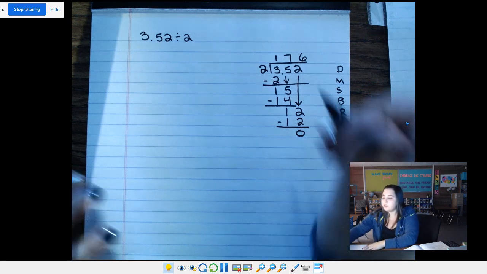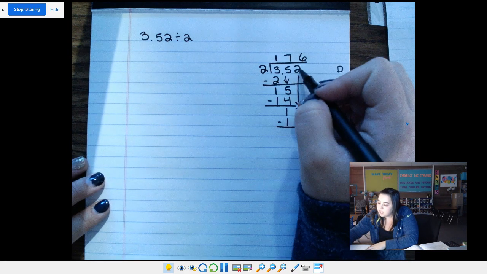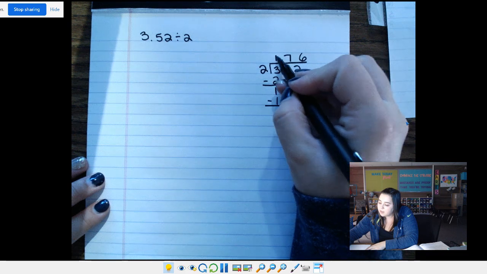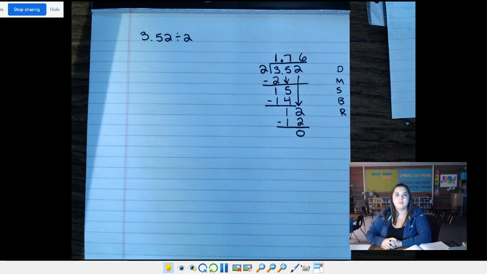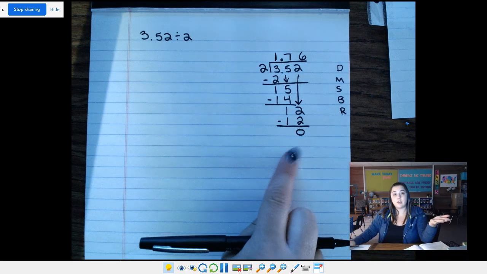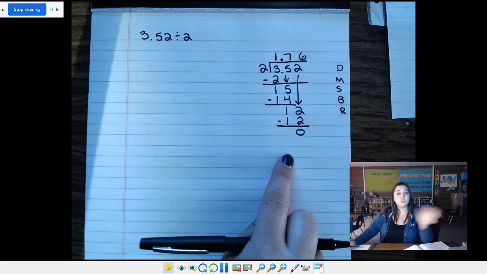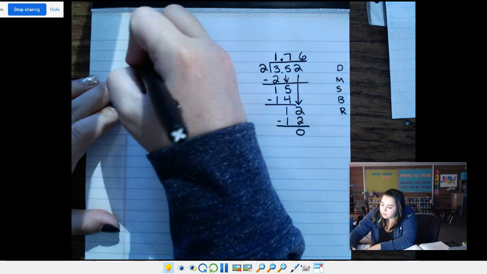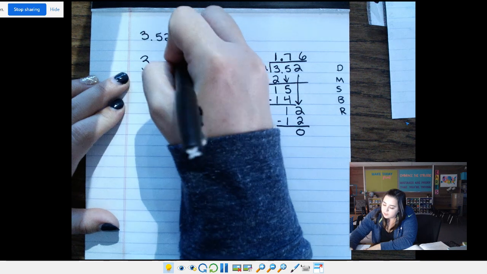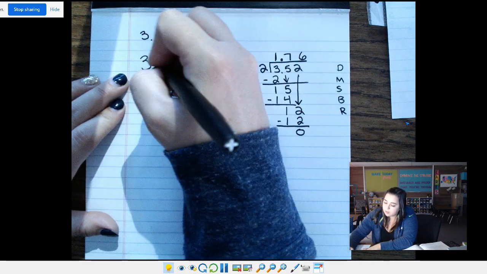Last thing I'm going to check, though. I have 1 digit on top of each number. I can't forget my decimal. All right, if you solved with the long division way because you find that most challenging, you're done. If not, let's solve with the place value chart if that's what you're struggling with.